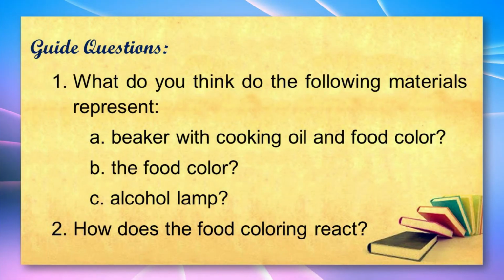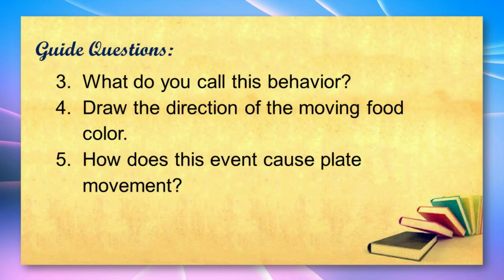Guide questions. Number 1. What do you think do the following materials represent? A. The beaker with cooking oil and food color. B. The food color. C. Alcohol lamp. Number 2. How does the food coloring react? 3. What do you call this behavior? 4. Draw the direction of the moving food color. 5. How does this event cause plate movement?